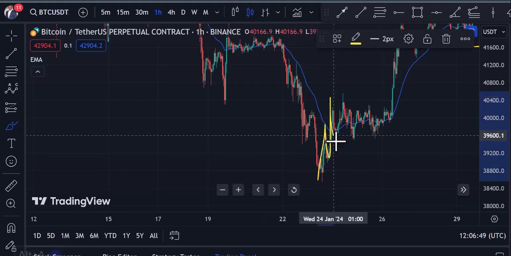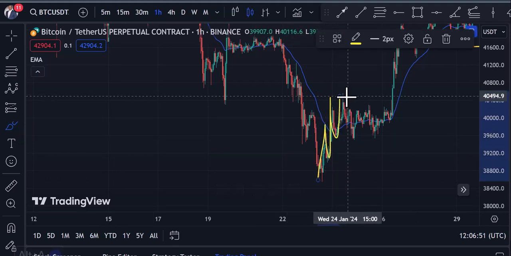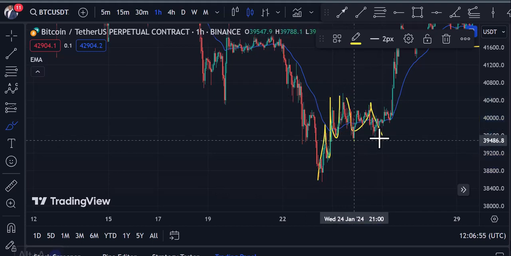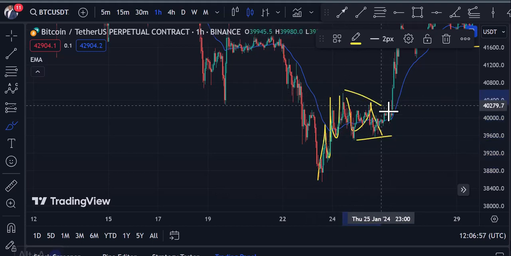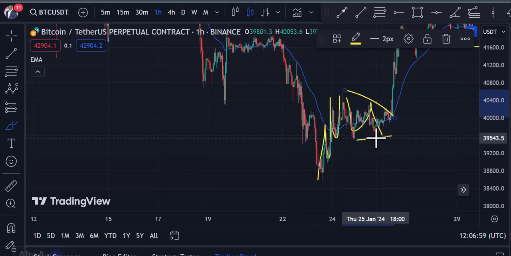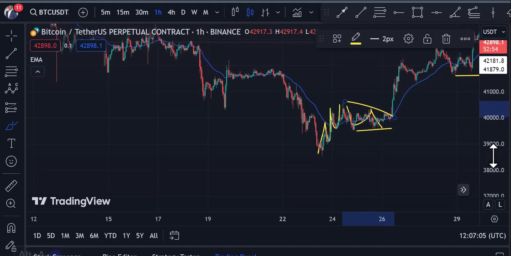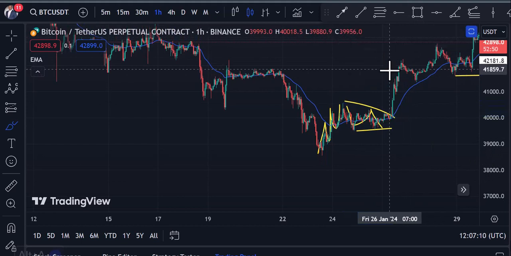1, 2, 3, 4, 5. This is an impulse wave. So we have this A, B, C. What does this thing signify? This is a contracting flat. Remember what I said? Most times when you have a contracting flat, at the break of it, it's always a massive explosion. You can see what happened. The market gives us a very big run.